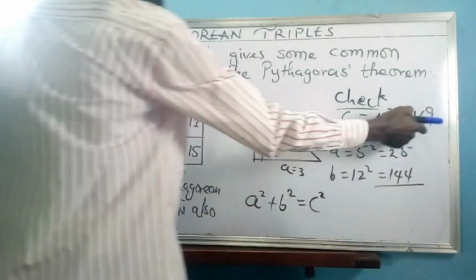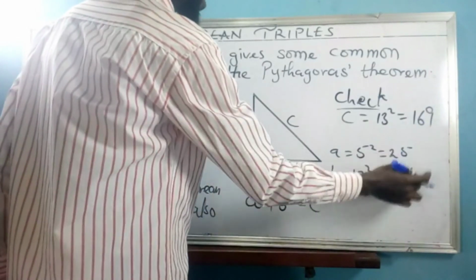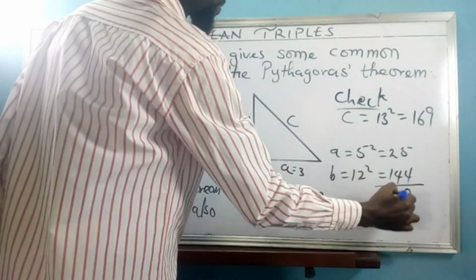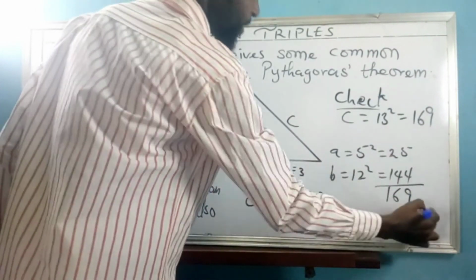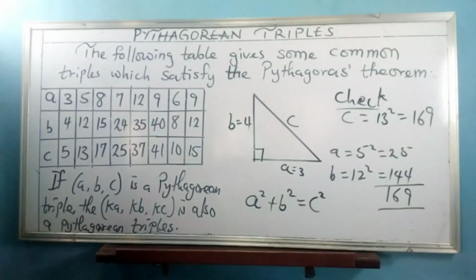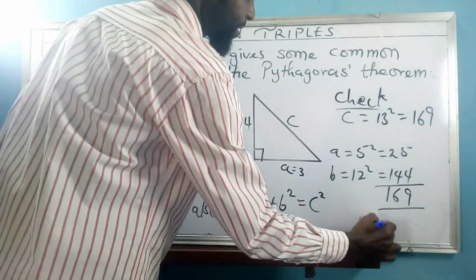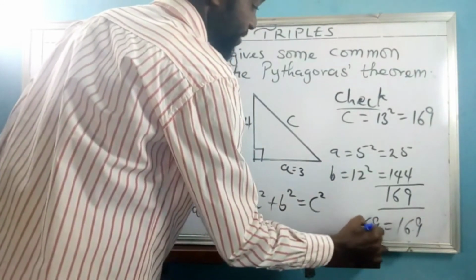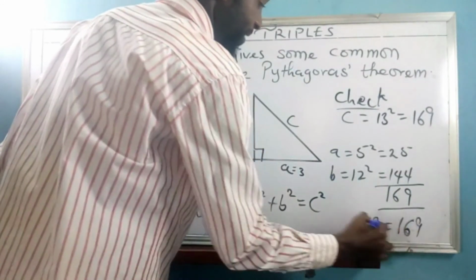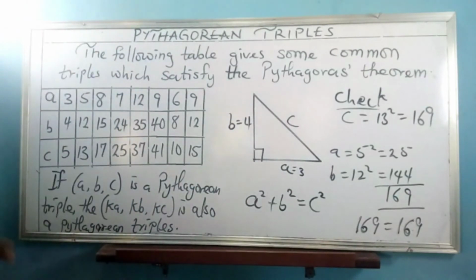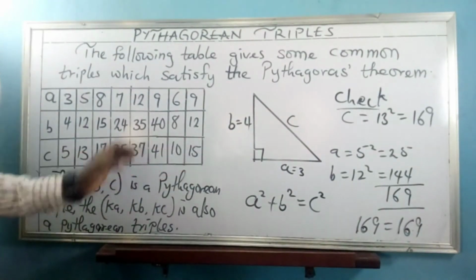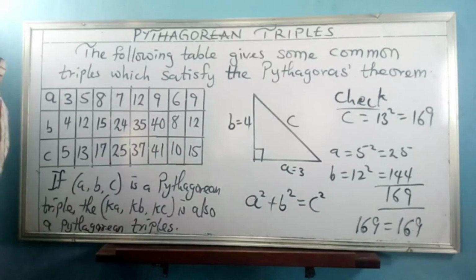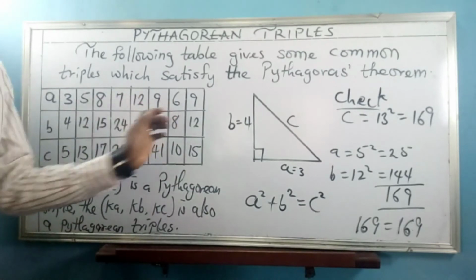A squared plus B squared must equal 169. So 5 plus 4, that's 9. 2 plus 4, that's 6, and 1. So we have 169. Which means 169 is equal to 169. Do we get it now? So you can check each of these in the table, okay? You can check it and you're going to see that it's correct.